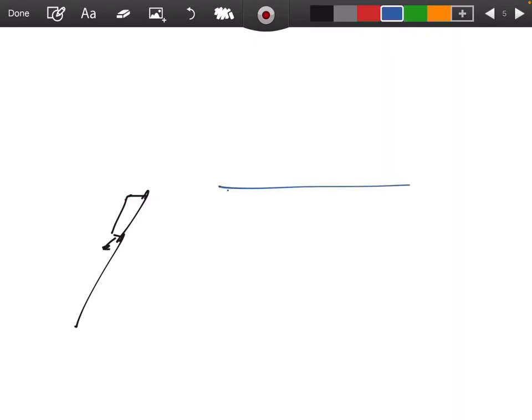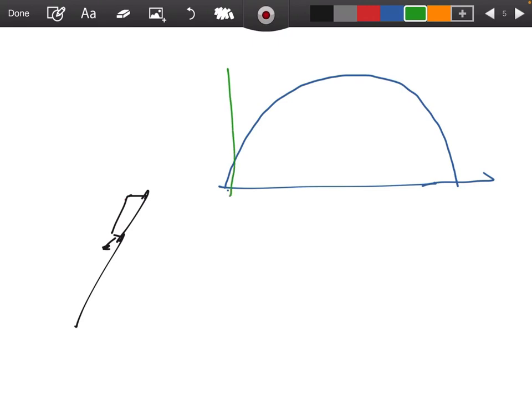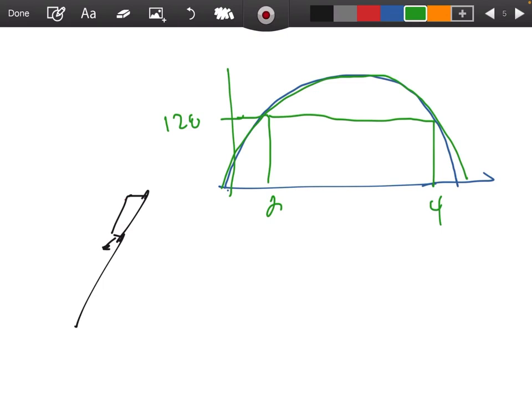Y'all, when we shoot that bottle rocket, right, that bottle rocket goes up, y'all, and then boom, it comes back down. What we're asking ourselves here is, at what point did it hit 128 feet? Well, it hit it after 2 seconds. And then again, y'all, it hit it after 4 seconds. It hit it after 2 seconds on the way up, and then it hit it after 4 seconds on the way down, okay? So that's in essence what we did in part A.